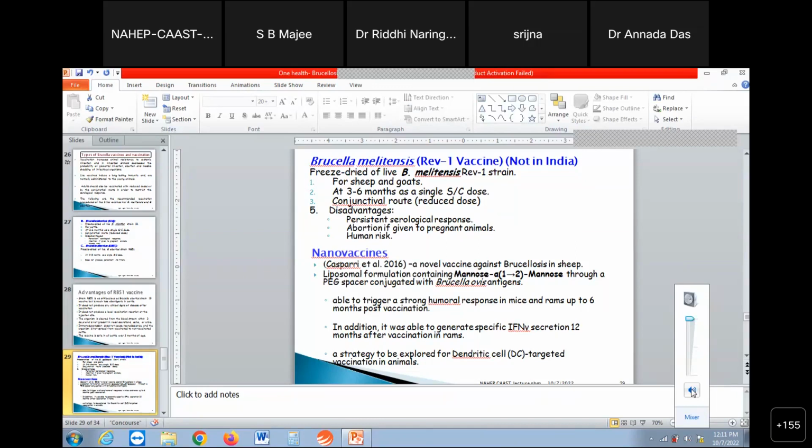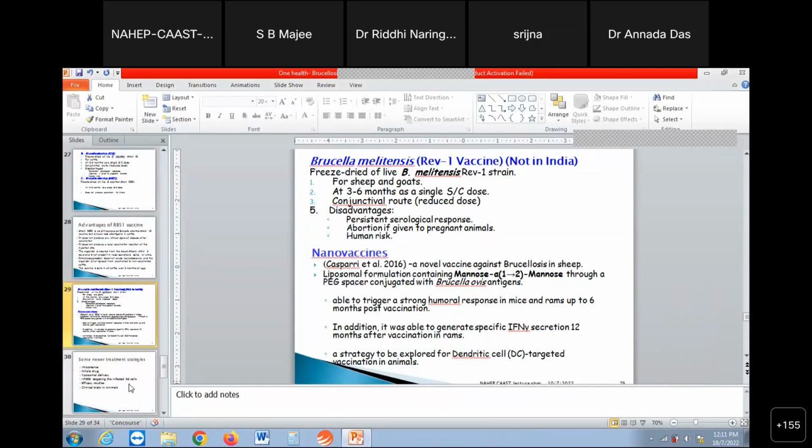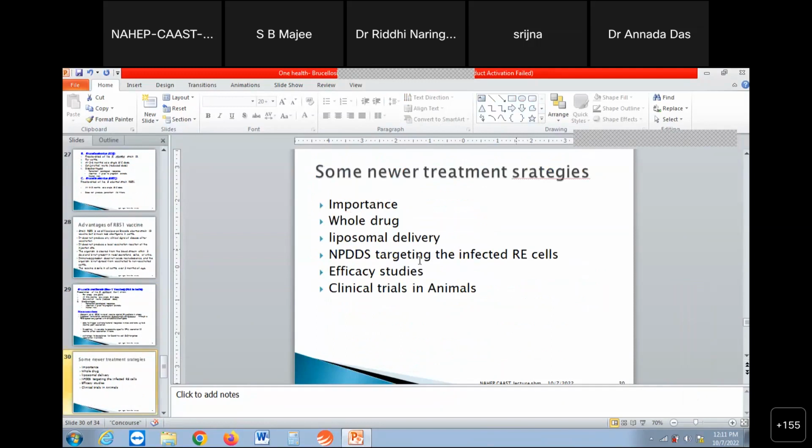So nano vaccines can now be designed for sheep and goat, because that is the only way we would be able to vaccinate a large herd. Sheep and goats are herding animals, and therefore nano vaccines given through, say, a spray route would be much better, because dendritic cell responses are much stronger when you look at the vaccine immunity. Then that was about vaccines.